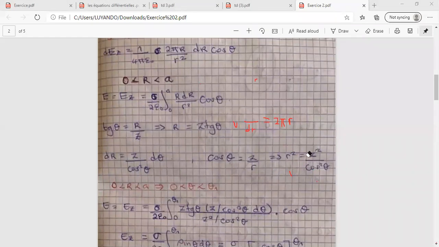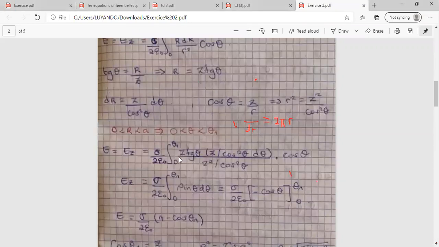So if I replace my dR with this value and my R squared with this value, we'll see what I'm going to have. Where there was my R, I put Z tan theta, because that is what we found as our value for R. And where there's our dR, I put Z over cos squared theta d theta. And where there's R squared, I replace it with Z squared over cos squared theta, times the cos theta that we already had.